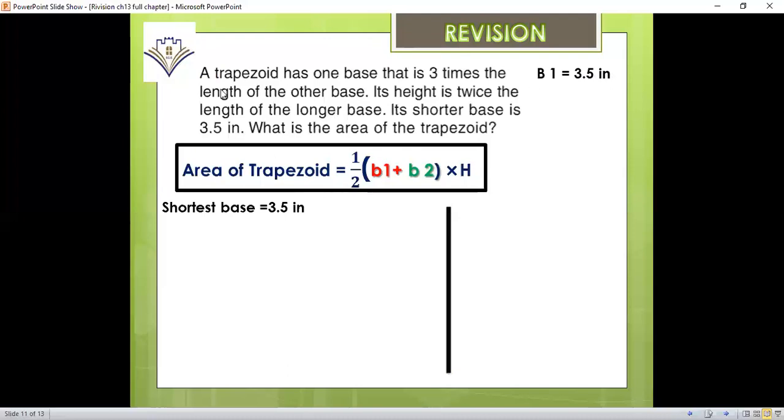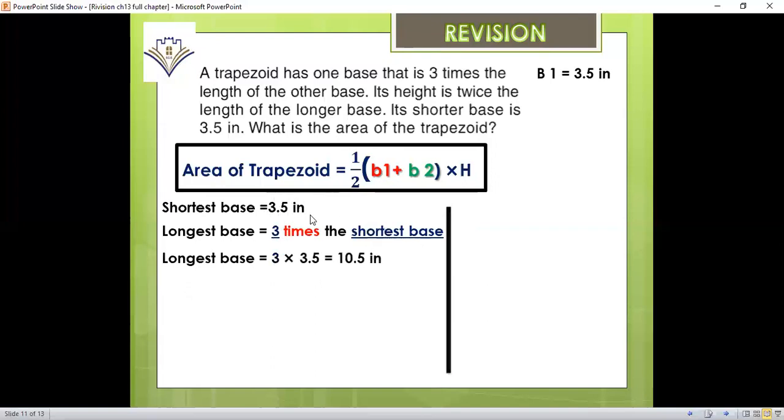A trapezoid has one base that is three times the length of the other. The shortest is 3.5 inch, and the longest base is 3 times the shortest. So 3 multiply 3.5 is equal to 10.5 inch. Again, the shortest base is 3.5 inch, and the longest base is equal to 3 times the shortest base.